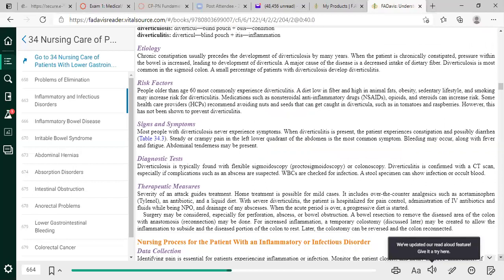And it talks about risk factors. People older than the age of 60 most commonly experience diverticulitis. A diet low in fiber and high in animal fats, obesity, sedentary lifestyles, and smoking may increase risk for diverticulitis. Medications such as non-steroidal anti-inflammatory drugs, opiates, and steroids can increase the risk. Some healthcare providers recommend avoiding nuts and seeds that can get caught in a diverticula, such as tomatoes, raspberries, that type of thing. So NSAIDs would not be appropriate for a patient who is experiencing diverticulitis, because it can actually worsen it.